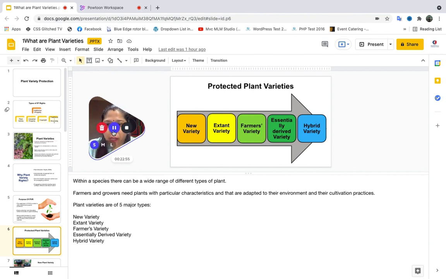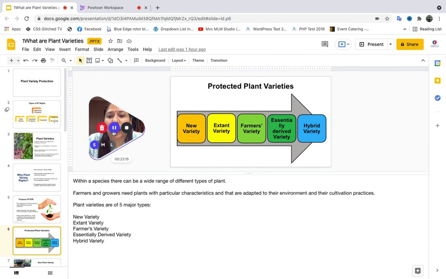Now, the next question arises, what are protected plant varieties? Or we can say, what varieties are protected? Now, farmers and breeders need plants with particular characteristics, plants which are adapted to nature, adapted to their own cultivation process. Now, the varieties which are given protection are further categorized into five forms.